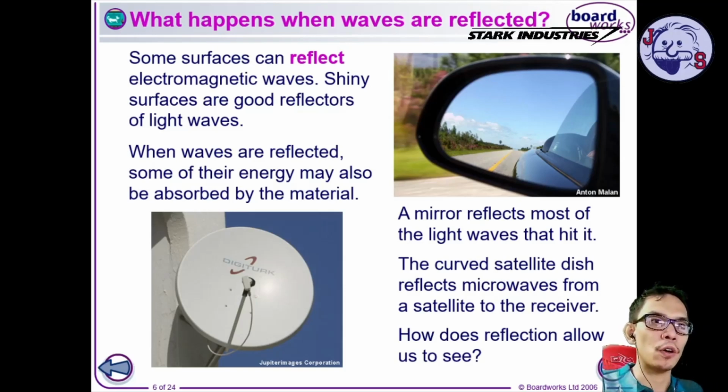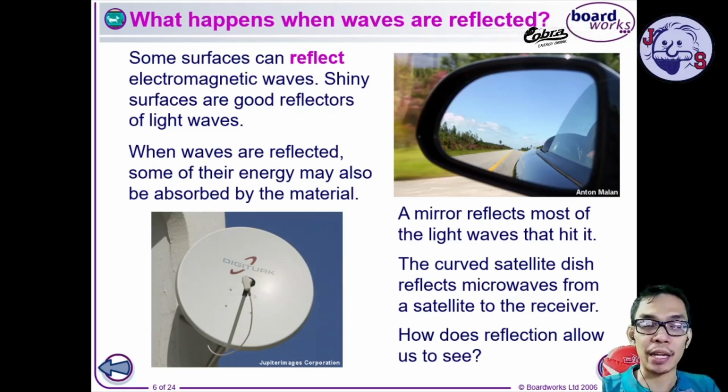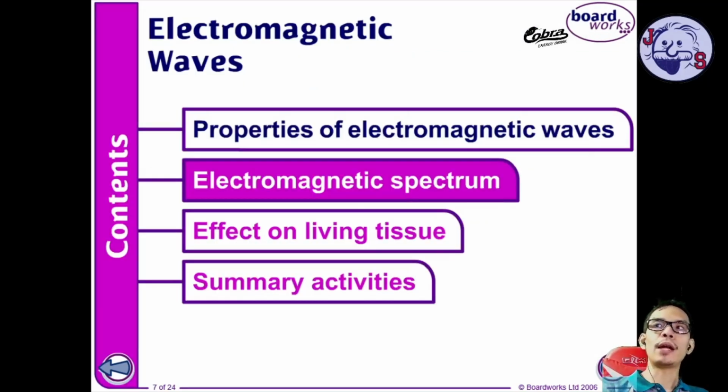So these are the ways electromagnetic waves can be processed. They can be absorbed, they can be reflected, or they can even be transmitted. So we go now to the electromagnetic spectrum part.